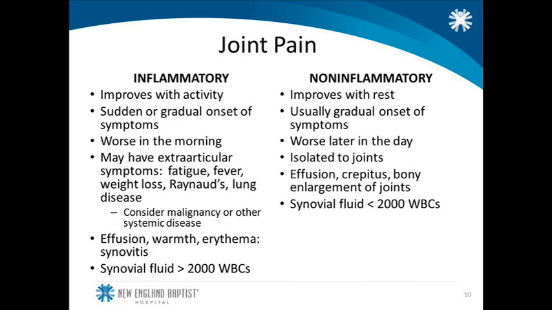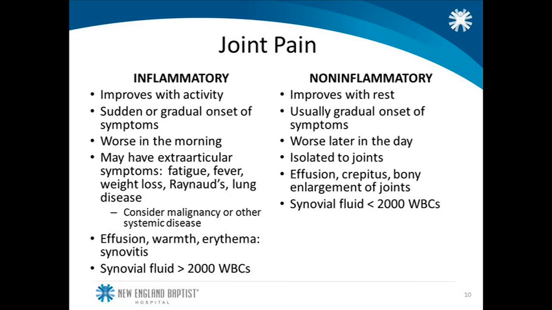So when thinking about a patient like this who presents with joint stiffness, how can you distinguish between an inflammatory and a non-inflammatory arthritis, or osteoarthritis? The pain of inflammatory arthritis tends to improve with activity and is usually worse in the morning. There can be a sudden or gradual onset of symptoms in inflammatory arthritis. Patients often have increased joint stiffness and pain after periods of inactivity, such as sitting at a desk at work or after driving in a car.